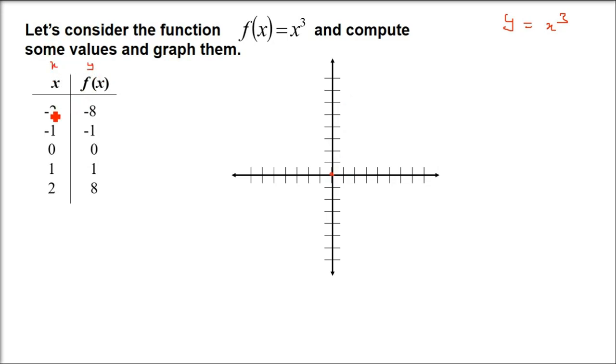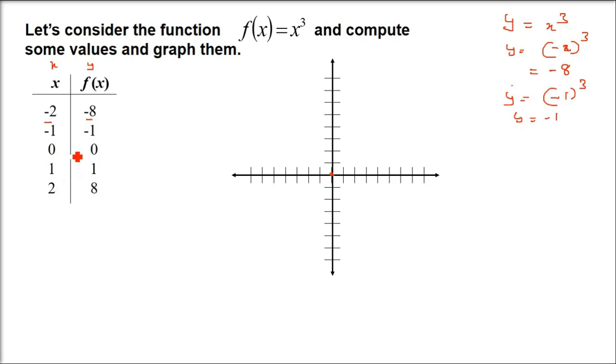So always while plotting, we take the values which are near to the 0, 0 origin. So when we put x as negative 2, y will be negative 8. So negative 2 cubed, you get y as negative 8. If you put minus 1, minus 1 multiplied 3 times, you get negative 1. If you put 0, it will be 0. If you put 1, 1 cube is 1 only. 2, 2 cube is 8.